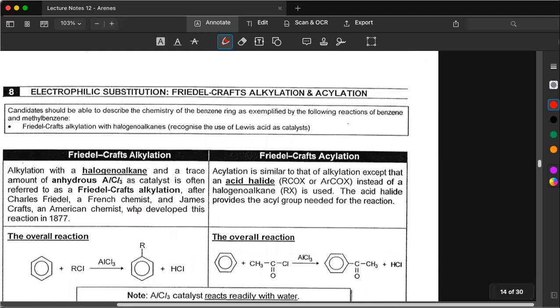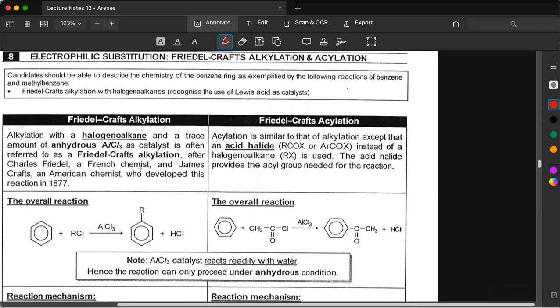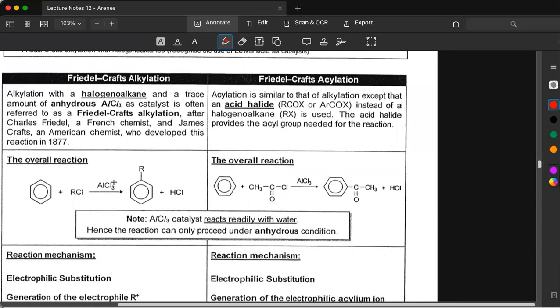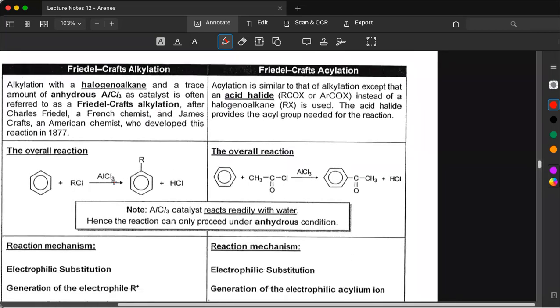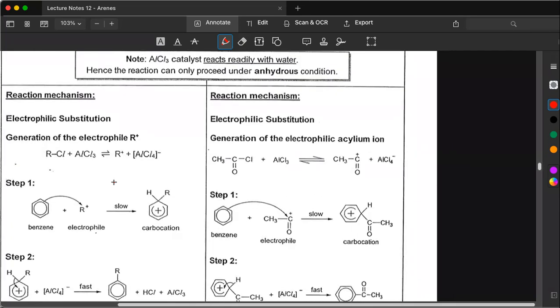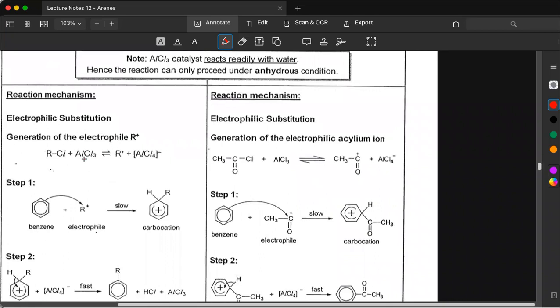All right, Friedel-Crafts alkylation. Alkylation with halogenoalkane and a trace amount of anhydrous AlCl3 as catalyst is often referred to as the Friedel-Crafts alkylation, after Charles Friedel, a French chemist, and James Crafts, who developed this reaction in 1877. Now we look at this first, then we look at the other one, okay? So alkylation means you add maybe a methyl or ethyl, okay? So the reaction mechanism is again electrophilic substitution, and please write the equation to show the generation of the electrophile.